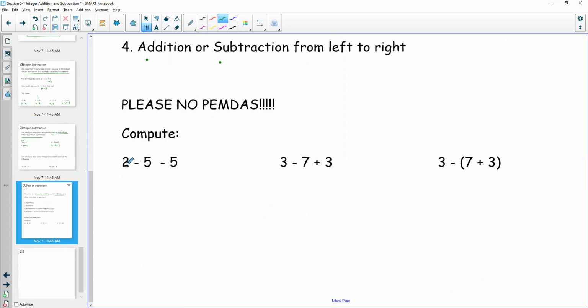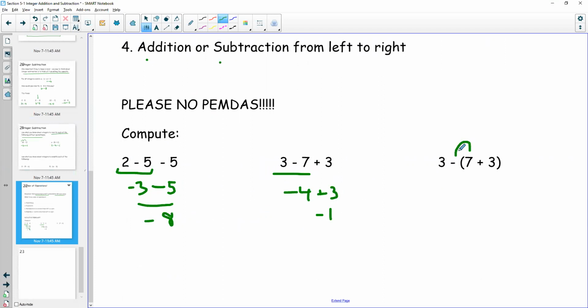So for the first one, I'm working from left to right. 2 minus a 5 gets me -3. -3 minus 5 gets me -8. This one, again, left to right, there's no parentheses or other stuff to do. 3 minus 7 is -4. -4 plus 3 is -1.